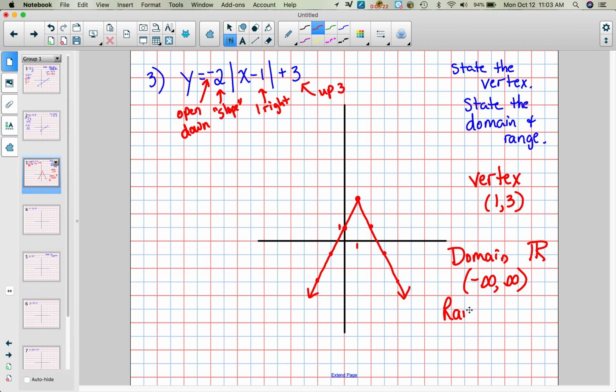To get the range is not all real numbers, because notice this is the highest point on my graph. That's a y value of 3. All the values are either 3 or below. So we would say y is less than or equal to 3. If you want to put that in interval notation, you would put the negative infinity on the left and the 3 on the right. And it would have a bracket because it includes the 3. Okay?